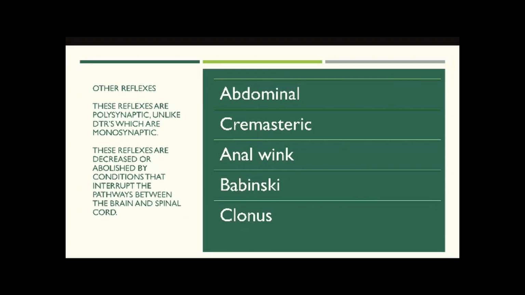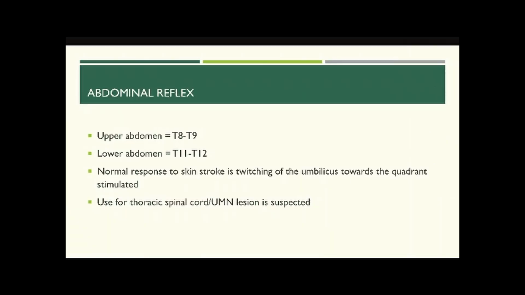Okay, so those were the normal reflexes and their nerve roots. These are the brain reflexes I mentioned yesterday, that we have other types of reflexes. They are pathways between the brain and the part where you do the stimulus. So when you do your abdominal reflex, the upper abdomen is T8, T9. You do your upper from the umbilicus out. If it's above the umbilicus, T8, T9. Below the umbilicus, T11, T12.